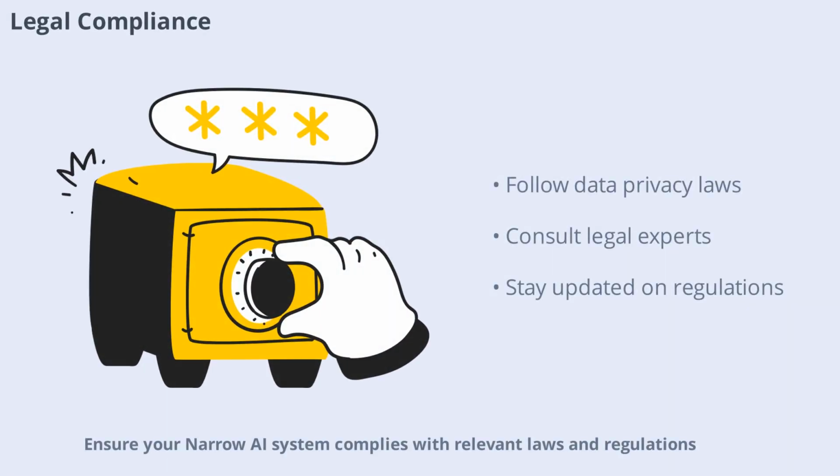Ensure your Narrow AI system complies with relevant laws and regulations. This includes data privacy, intellectual property, and industry-specific requirements. Consult legal experts as needed and keep up to date with changing regulations. Compliance protects your organization and builds trust with users.